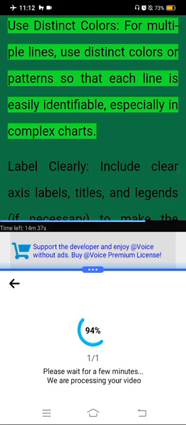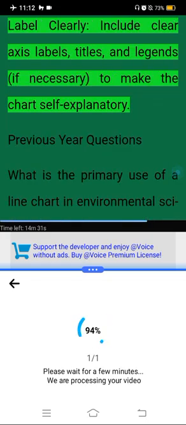Use distinct colors. For multiple lines, use distinct colors or patterns so that each line is easily identifiable, especially in complex charts. Label clearly. Include clear axis labels, titles, and legends if necessary to make the chart self-explanatory.